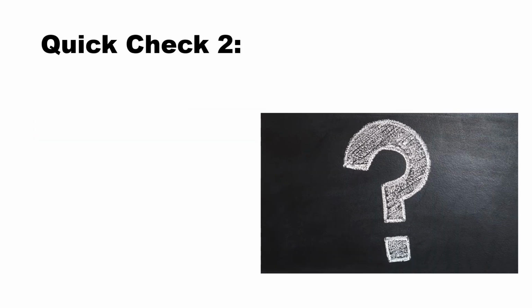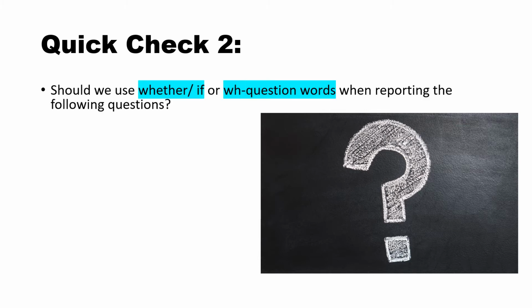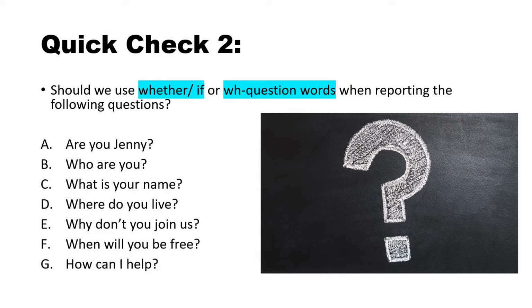Quick check 2. Let's see if you have understood. Should we use whether or if in step 2 or WH question words in step 2 when reporting the following questions? Yes, you're right. We would use whether or if for A because it is a yes-no question. As for B to G, we would use the WH question word when reporting them.